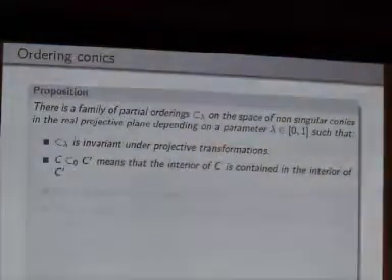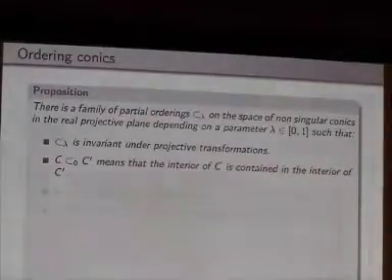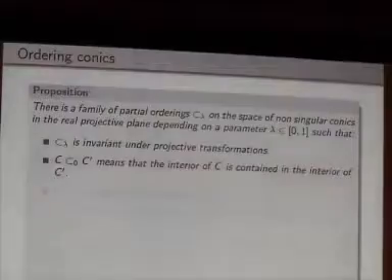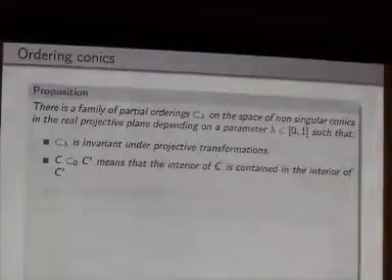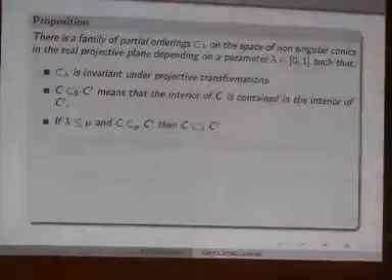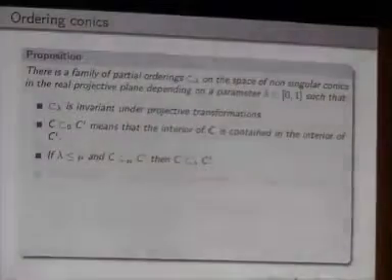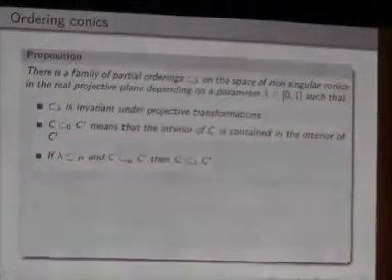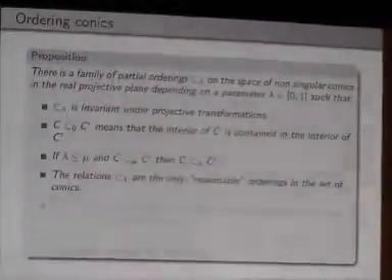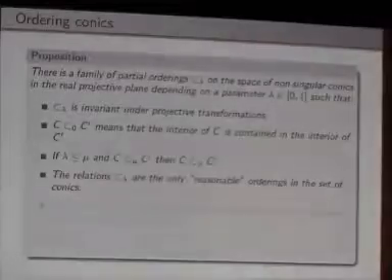1, it is invariant under projective transformations. 2, when lambda is 0, it is nothing more than this simple-minded relation. 3, when lambda increases, the relation becomes stronger and stronger. So when lambda is less than mu, and if a conic C is contained sub mu in C prime, then the conic C is contained sub lambda in C prime. 4, I should define what this means, but there is no other way to do it than these two. I mean, there is only one family of ordering.